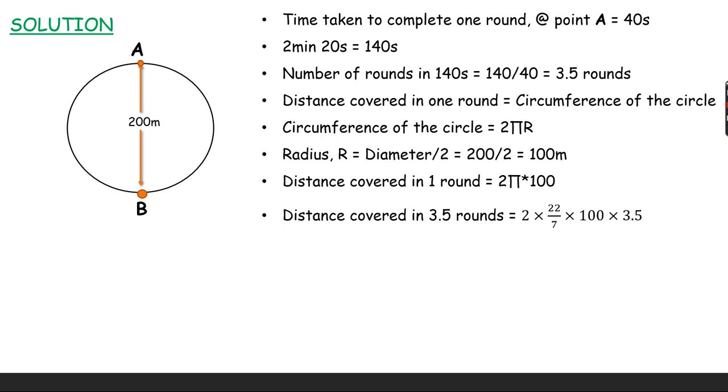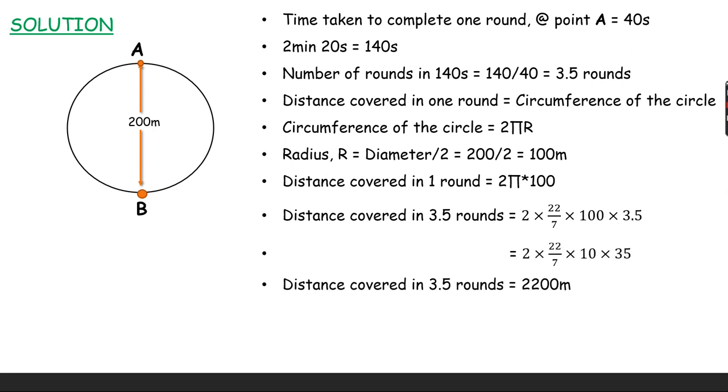Here I have taken pi as 22 by 7. On simplification, we get distance covered to be 2200 meters. So this is the distance. Now, how do we find what is displacement? So we have seen that displacement is the shortest distance travel.